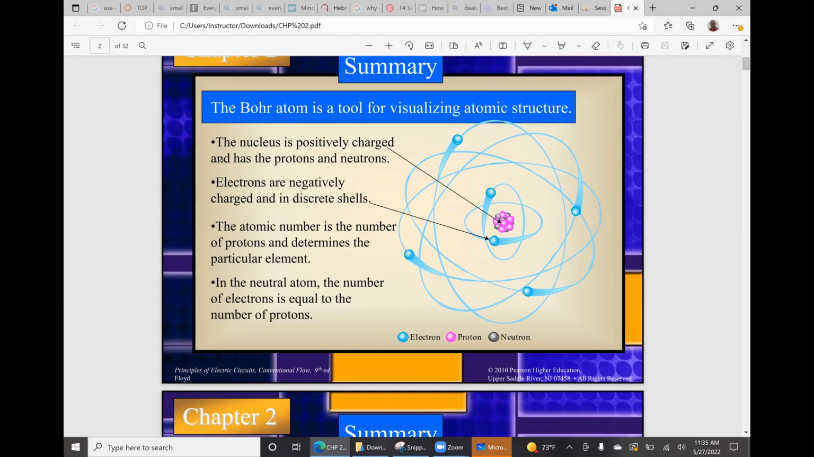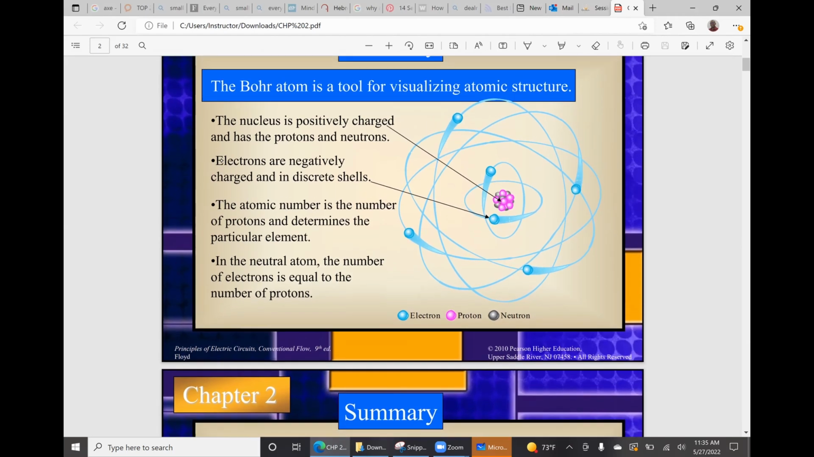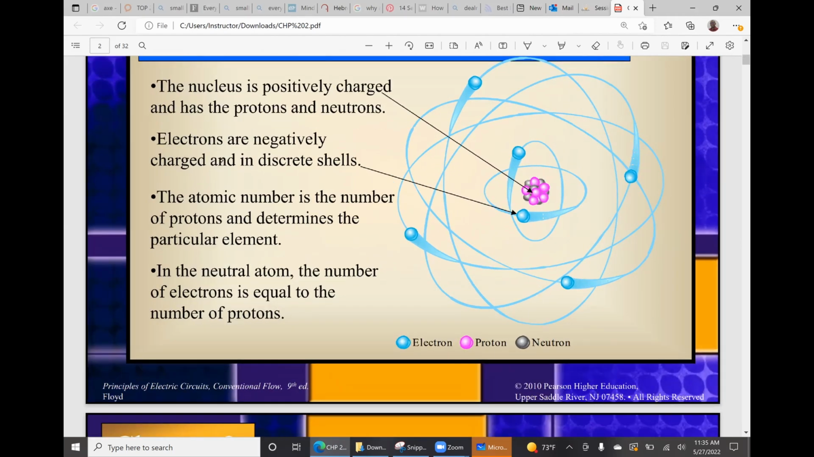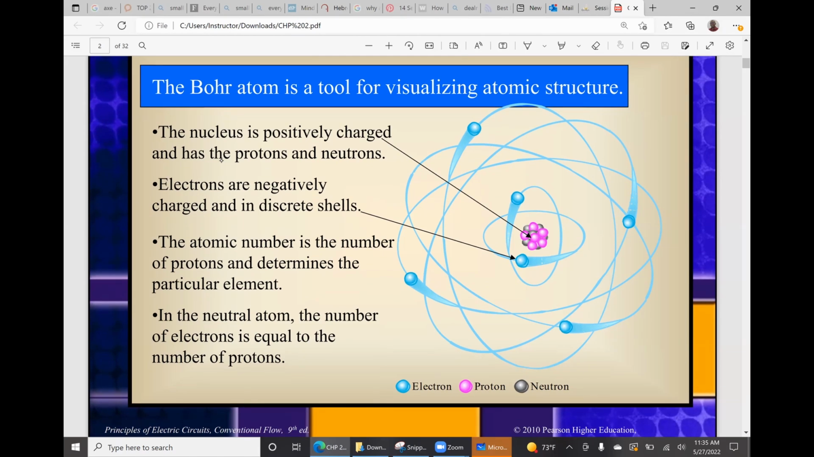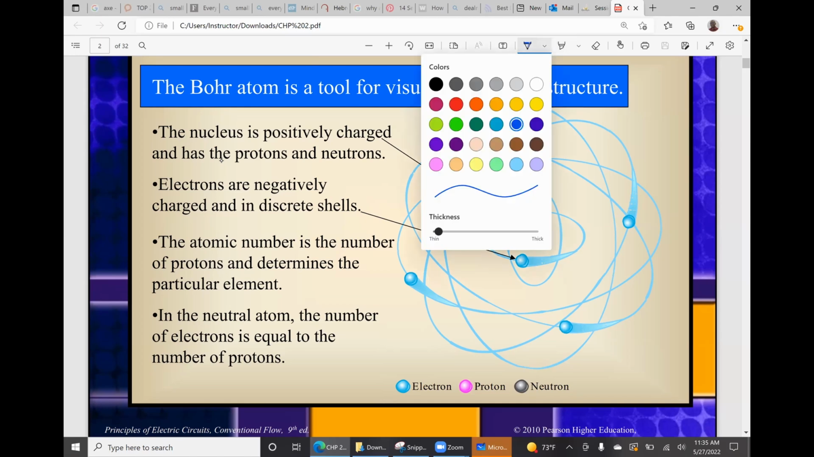Here we talk about the atom and stuff like that. So again, we're going to go through this very quickly because it's something that you know already. Okay, so we have the Bohr's model. The Bohr atom is a tool for visualizing the atomic structure. Again, talk about the nucleus. We say that it is positively charged.